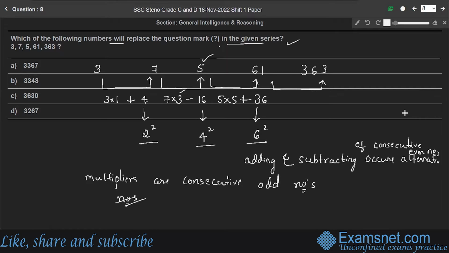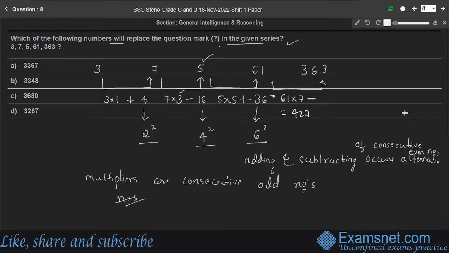So to get the next number, which is the fifth number, we have to multiply 61 by 7. So 7 is the next odd number, right? 61 into 7. Sorry, 61 into 7 will give you 427, which is equal to 427.